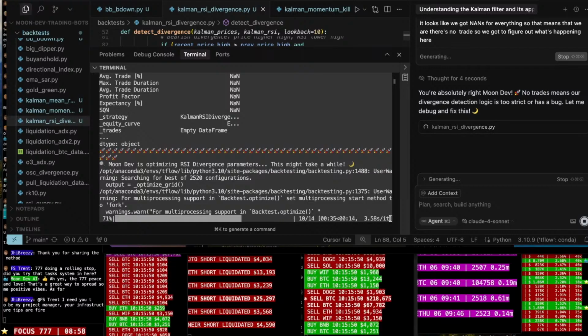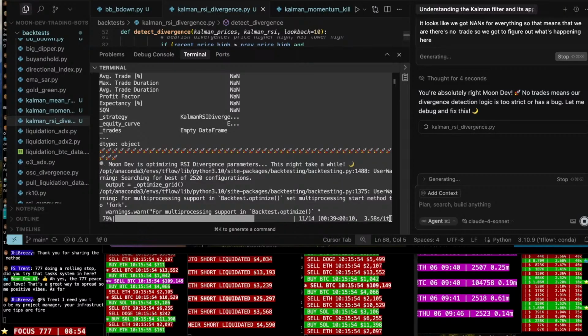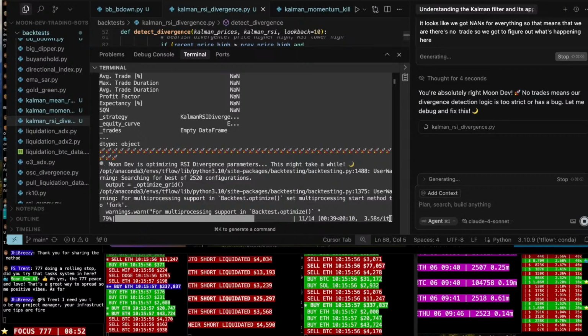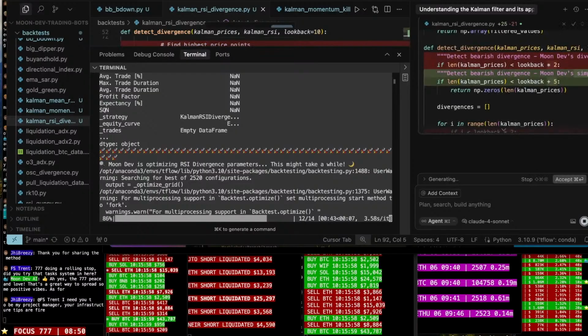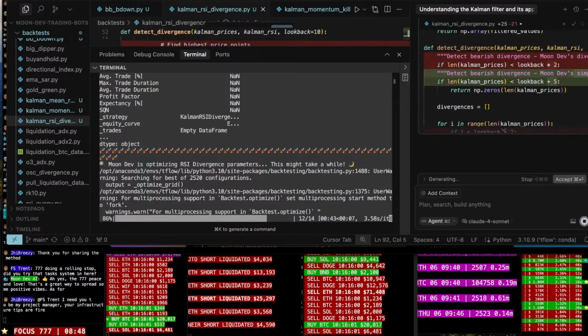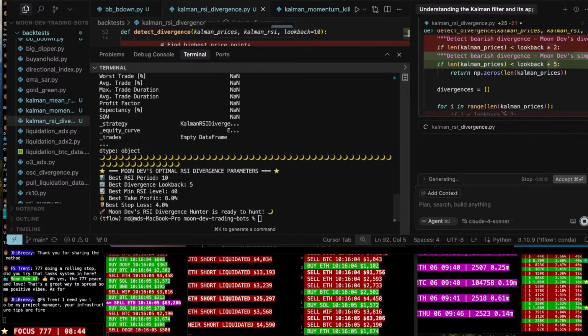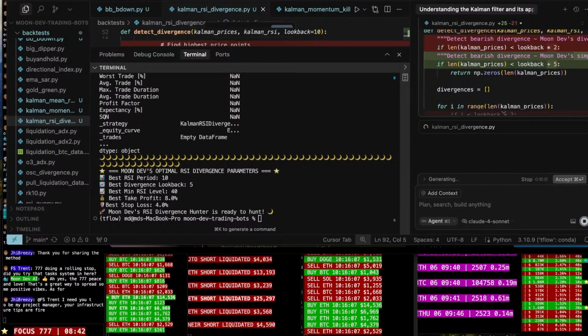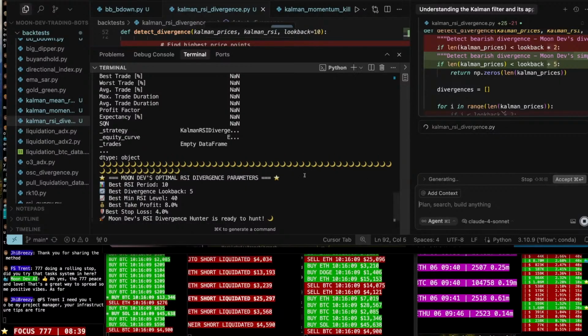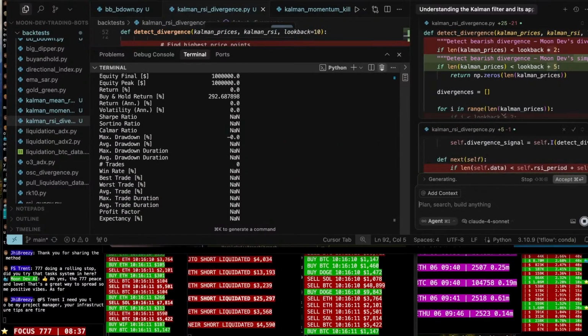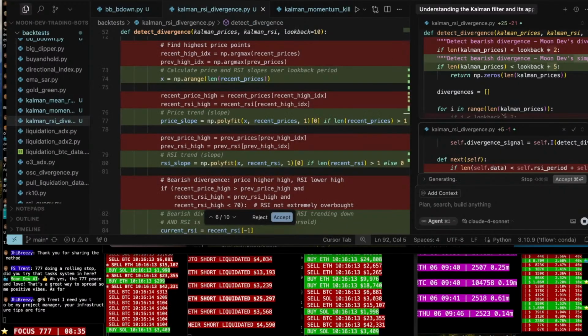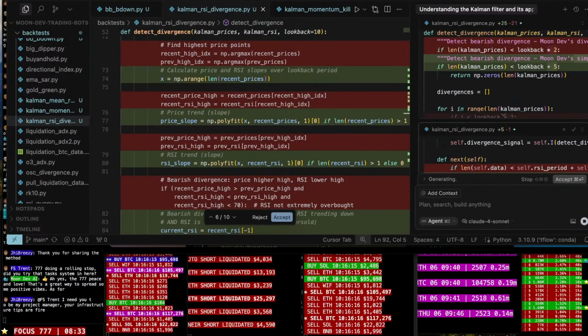No trades means our divergence detection logic is too strict. I would be curious how you use that for algorithmic trading and trading bots. That's what I'm really trying to understand, because while it was dope, it was for like SOCOM. I just got to figure out how to make it useful for the stuff that I'm building, essentially.